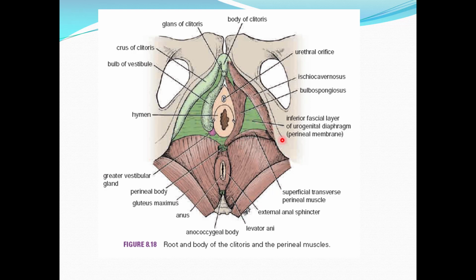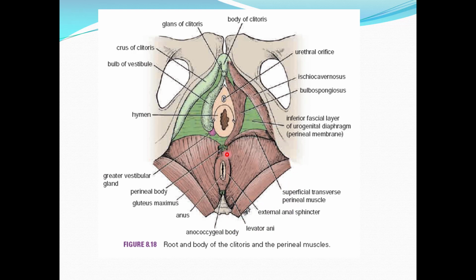See here, this is the superficial transverse perineal muscle. Okay, because this is the superficial perineal pouch where these structures are present. So this is one transverse muscle which is present in the superficial perineal pouch, and it is called the superficial transverse perineal muscle. Here posteriorly, the vagina is related with the levator ani muscle. This is the levator ani muscle, and it is overlapped by the gluteus maximus. This is the gluteus maximus muscle.